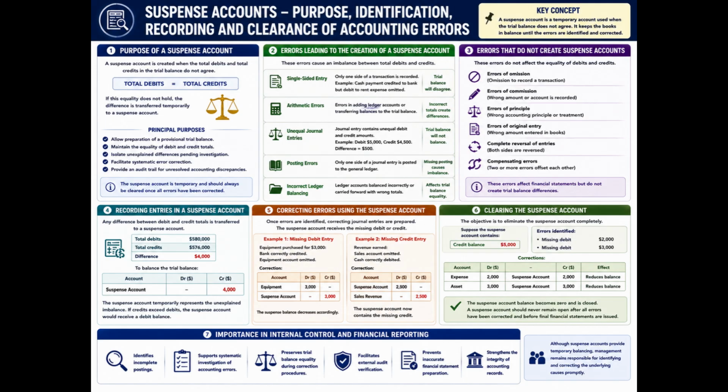The suspense account is a temporary accounting mechanism used when the trial balance fails to agree because of incomplete or incorrect double-entry recording. It allows accounting records to remain balanced while investigations into posting and arithmetic errors are undertaken. Through systematic identification of discrepancies, preparation of correcting journal entries, and eventual elimination of the suspense balance, accountants ensure that the general ledger, trial balance, and financial statements present a complete and faithful representation of the entity's financial transactions. Consequently, suspense accounts play an essential role in maintaining the accuracy, reliability, and integrity of IFRS-compliant accounting systems and financial reporting.